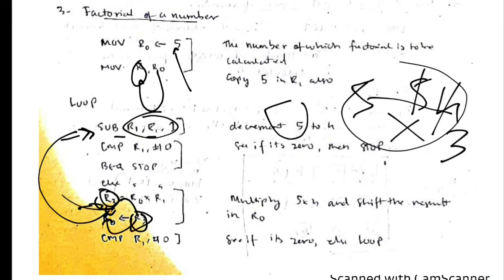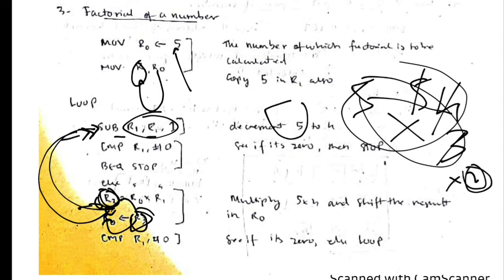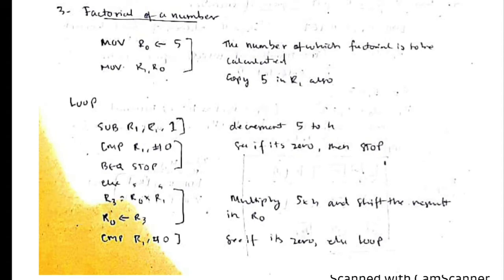Again we are doing the same thing in the loop. 3 will become 2, and then we multiply the result with 2 and store in R3. R3's value is copied to R0. Like that we keep doing this until we reach 0. We are checking 2 times here. If it reaches 0, we have to stop the iteration.